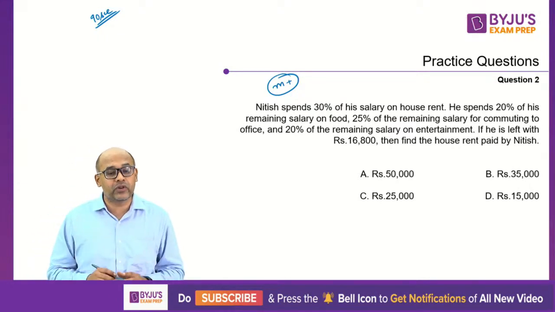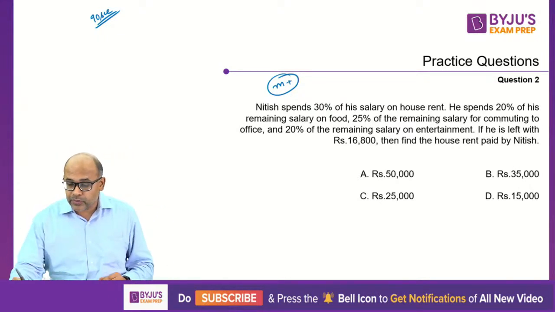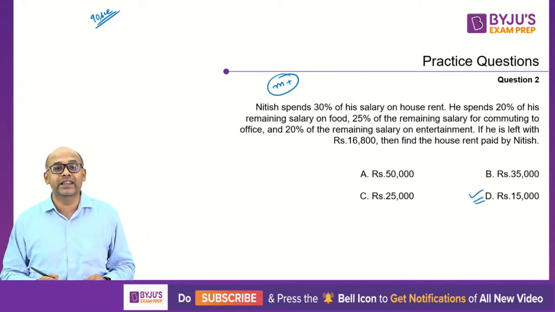Tarun says the answer is option A. It's not correct, Tarun. I'm sorry. The correct answer is option D. So let's see how we get this D.